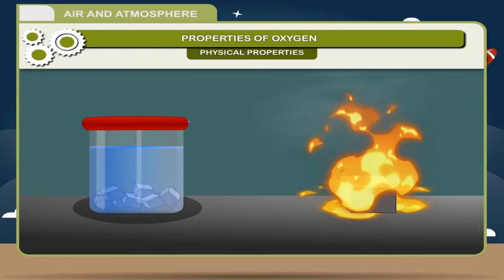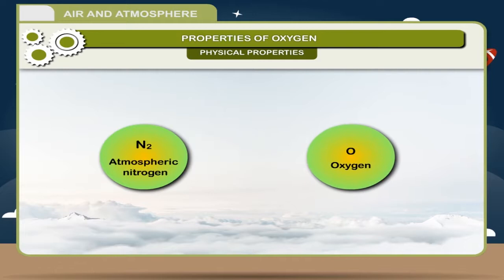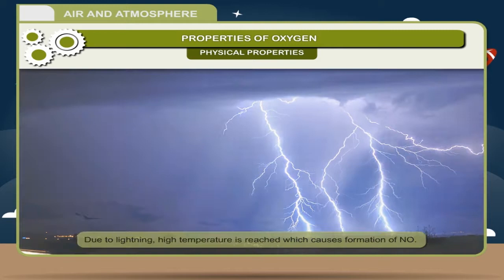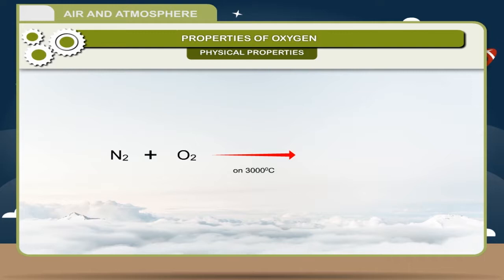Atmospheric nitrogen combines with oxygen when there is thunder and lightning. Due to lightning, a high temperature is reached, which causes formation of NO. N2 plus O2, at 3000 degrees Celsius during thunder and lightning, gives 2NO.